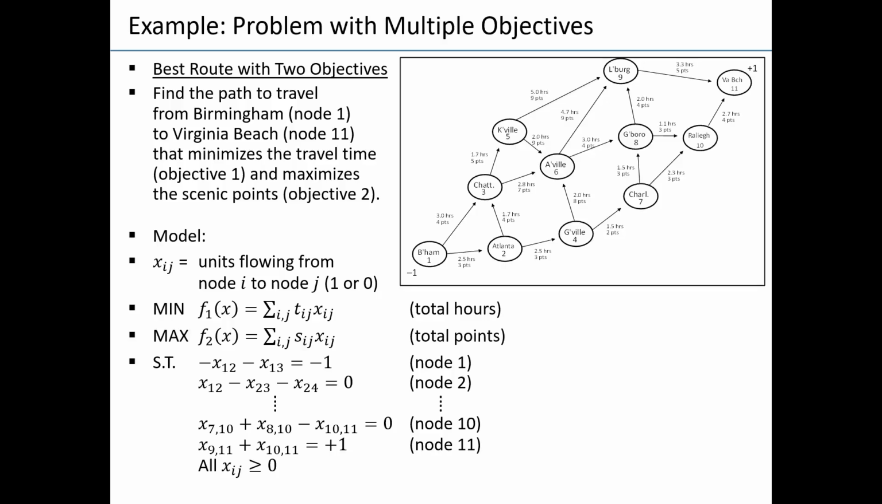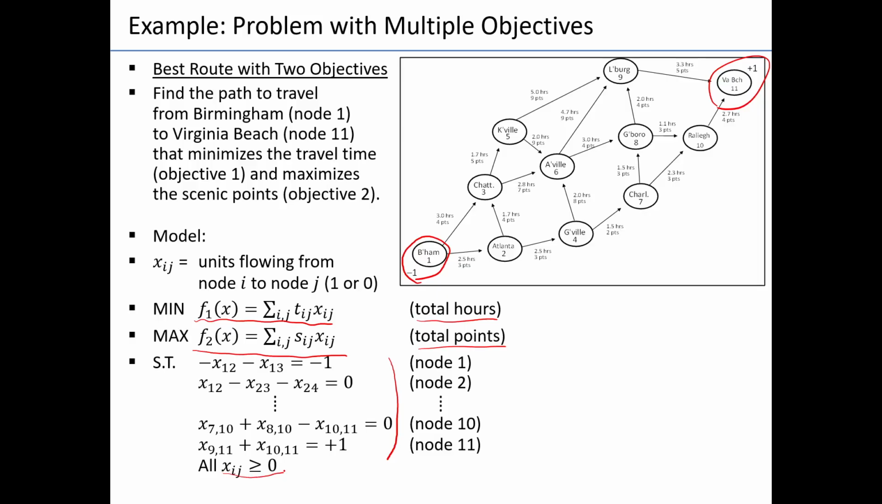Let me summarize the different approaches for multi-objective optimization that we applied on the example problem. We started with a problem where we want to find the best route from one node to another, to minimize the travel time as one objective, but also maximize scenic points. So total hours were minimized, total points maximized. We had a network flow problem, so inflow, outflow constraints and non-negativities.